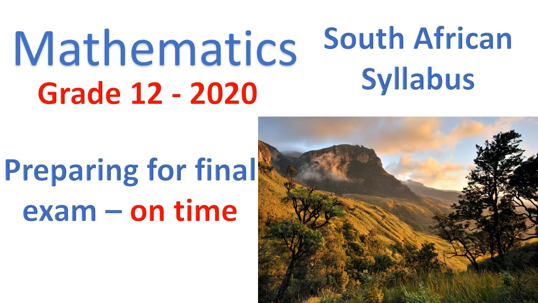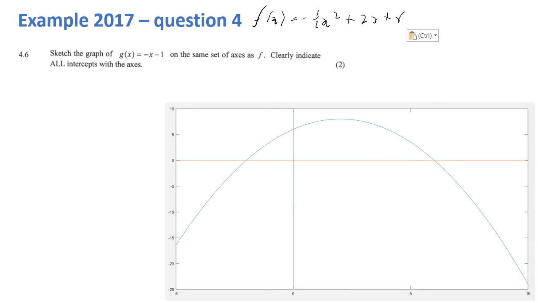Okay, we're continuing with question 4 from 2017, and I've written the equation down there beforehand. It's asking us to sketch the graph of g(x) with a negative slope and crossing the y-axis at the point -1, and indicate all intercepts with the axes.